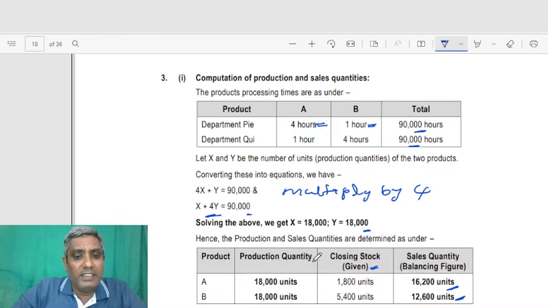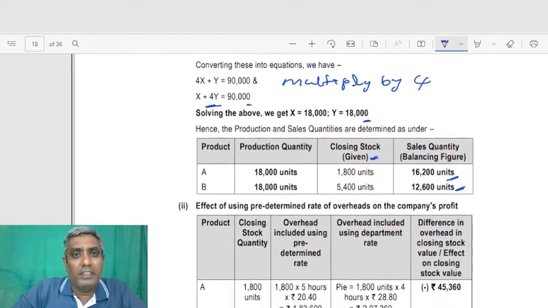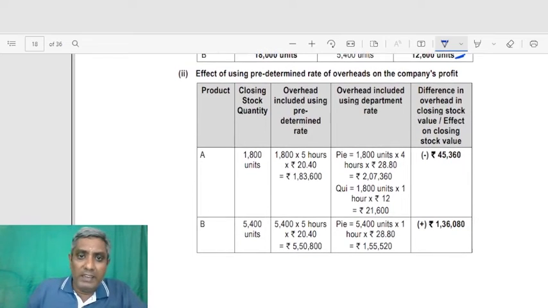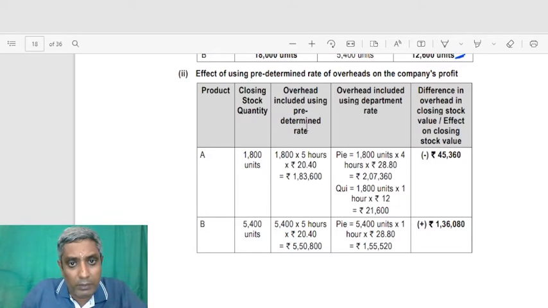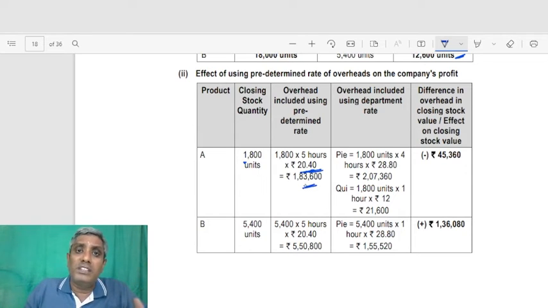Now let us see what is the effect of using predetermined overhead rate on the company's profit. When I use a predetermined overhead rate, I have already found out this rate: 36 lakh 72,000 divided by 1,80,000 hours. So this is the rate. Closing stock number of units are there. 5 hours is required, so 5 into 20.40 gives 1,83,600. Why 5 hours? 4 hours in department P and 1 hour in department Q. Same way here, reversed in product B.